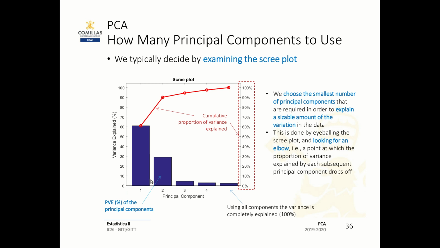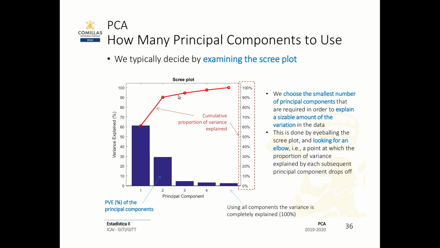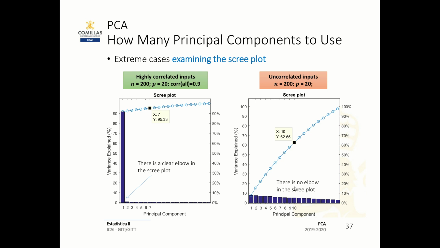Here we have the proportion of variability explained by each variable, and we can accumulate it, and this is the red plot that we have here. Both together are called the scree plot, and the point is to find an elbow in this scree plot. Here there is a very clear elbow, here too. So the first two explain much of the variability, while in this other plot it is not easy to find that elbow.